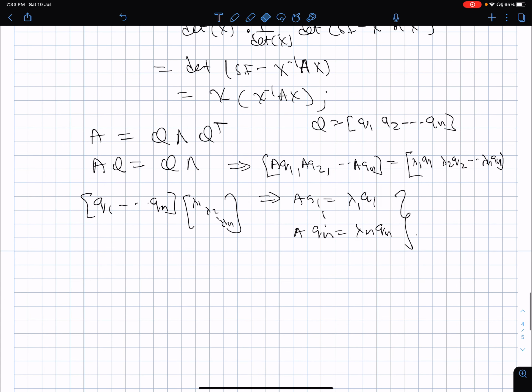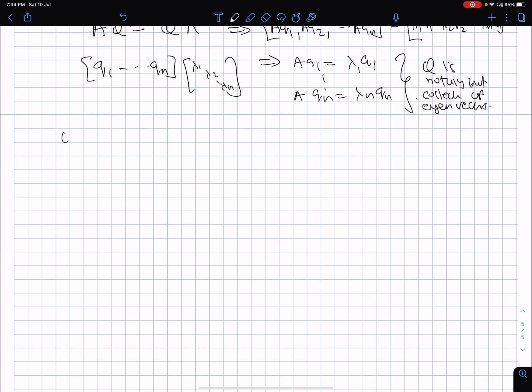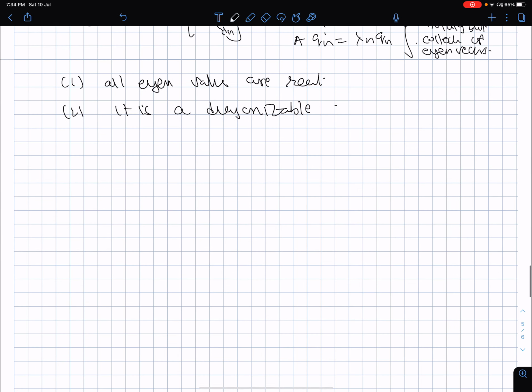in the Schur decomposition this matrix Q is nothing but a collection of eigenvectors. So what we are actually saying here is that for real symmetric matrices we are saying a few things. One, all eigenvalues are real. Two, it is diagonalizable because there is a similarity transformation which makes it diagonal.